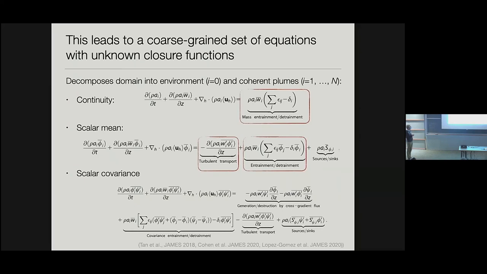For example, you end up with a continuity equation that becomes an equation for the area fraction A, occupied either by this turbulent environment, index zero, or coherent plumes, indices one to n, there can be n of them. And otherwise, you know, the left-hand side is a pretty standard conservation law. It's a continuity equation like you would be familiar with. And on the right-hand side, there are these exchange terms appearing, representing entrainment, detrainment of mass between plumes and the environment. Otherwise, it's pretty standard.